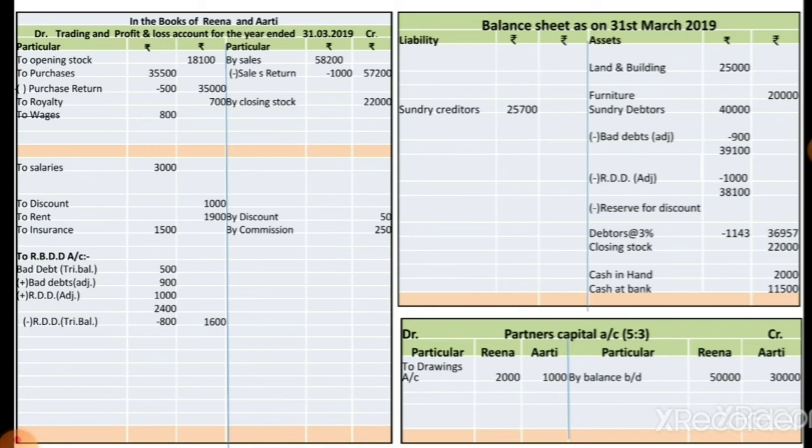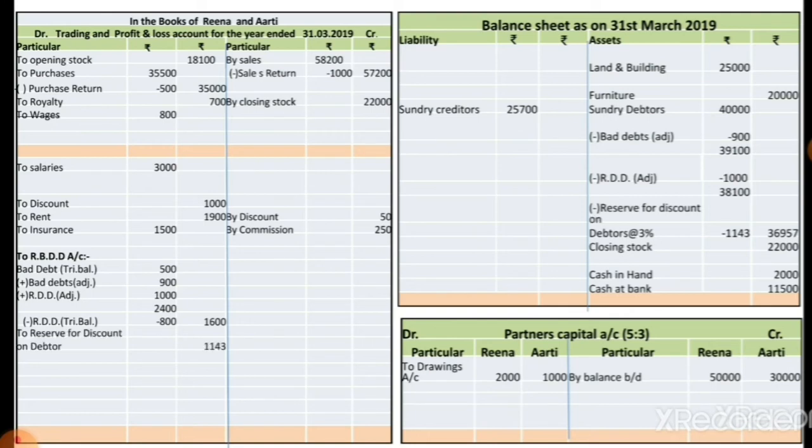Okay, so how is it calculated? 3% on 38,100. So 38,100 into 3 divided by 100, we get the amount of rupees 1143. And the balancing amount of sundry debtors we record in the outer column, and the balancing amount is 36,957.